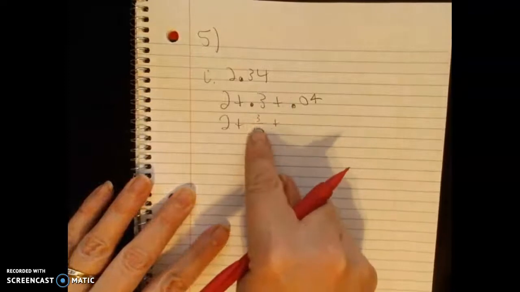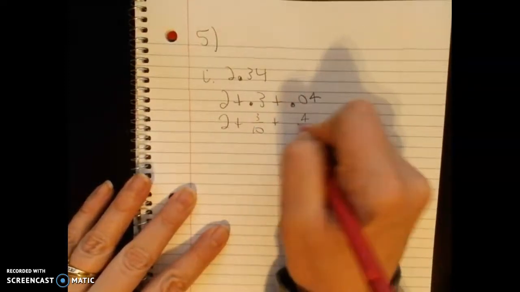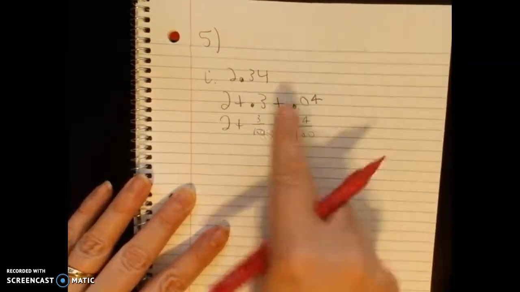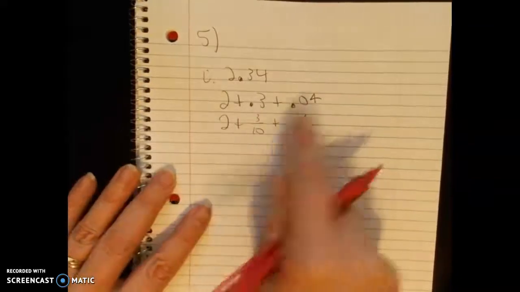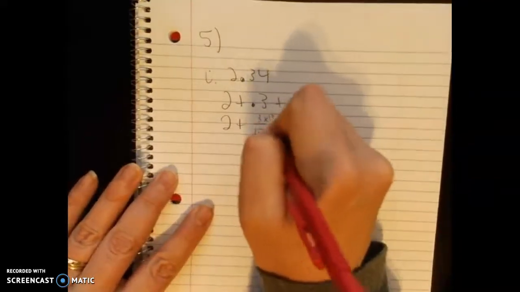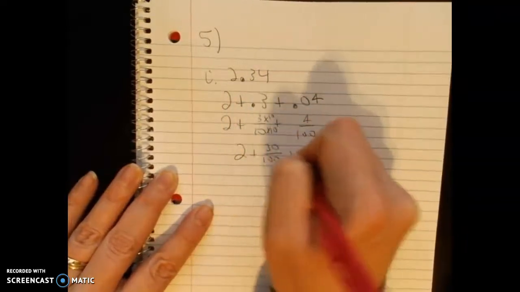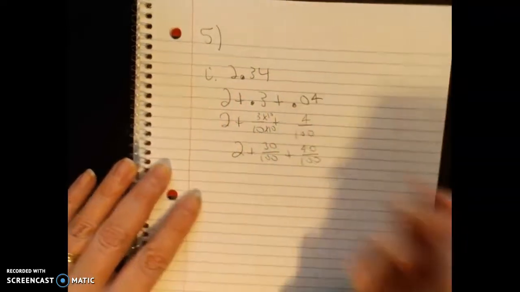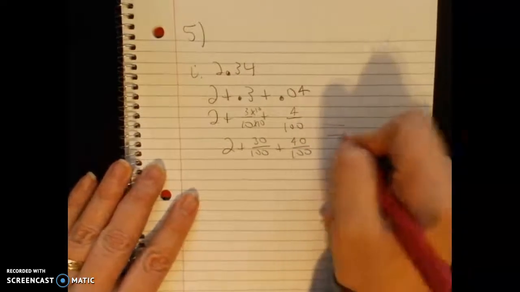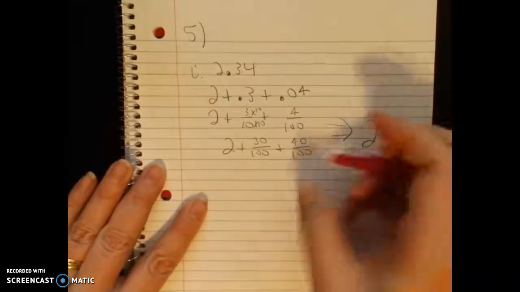This is 3 tenths. This is 4 hundredths. When you pronounce it, you don't know if you should be writing this or this. All right, get a common denominator. So you get 2 plus 30/100ths plus 40/100ths. And so if you add that, you get 2, oh, why did I say 40?